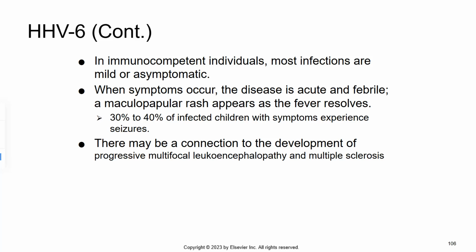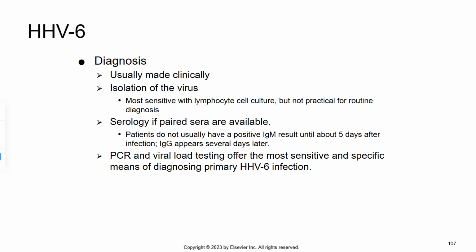30 to 40% of infected children with symptoms experience seizures. These are known as febrile seizures. So the fever happens, it increases the body temperature, and then causes the seizure. There may be a connection to the development of progressive multifocal leukoencephalopathy and multiple sclerosis. Diagnosis is usually made clinically. Isolation of the virus can happen. Serology, if paired sera are available. PCR and viral load testing offer the most sensitive and specific means for diagnosing primary infection.